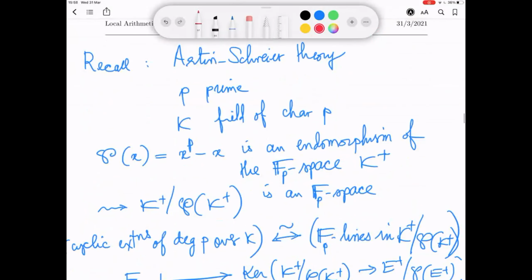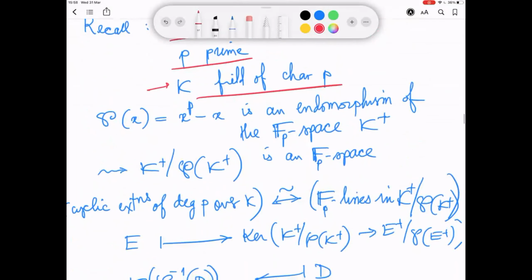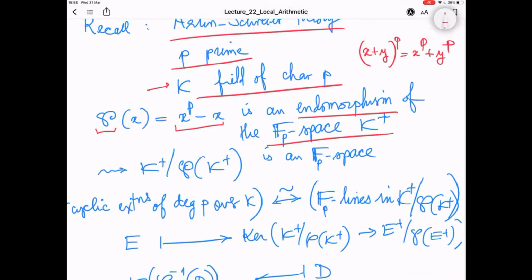For that, I need to recall Artin-Schreier theory. Let P be a prime, let K be any field of characteristic P, and this Weierstrass P is the endomorphism x to the P minus x of the FP space K plus. It's an FP space because the field K has characteristic P, and it's an endomorphism because (x plus y) to the power P is x to the P plus y to the P.